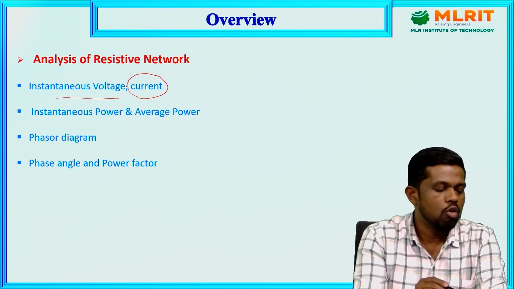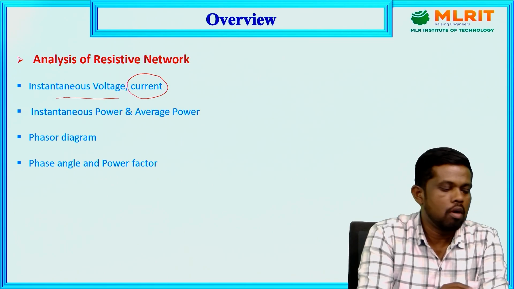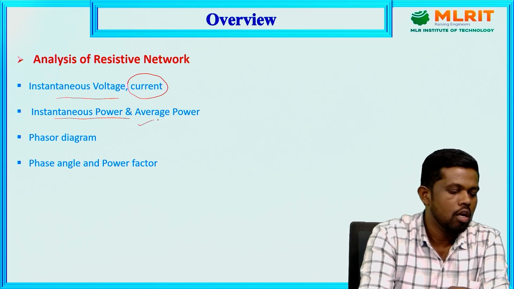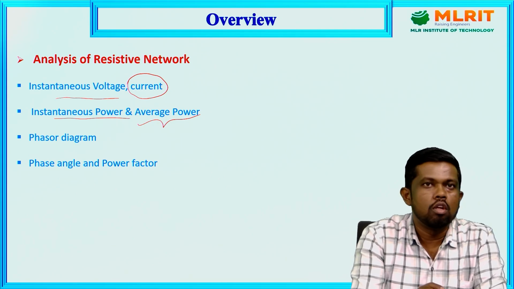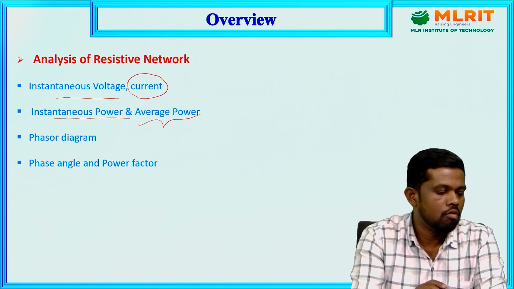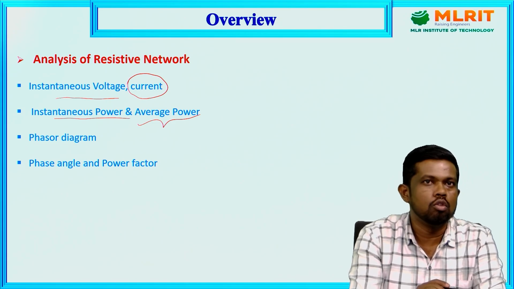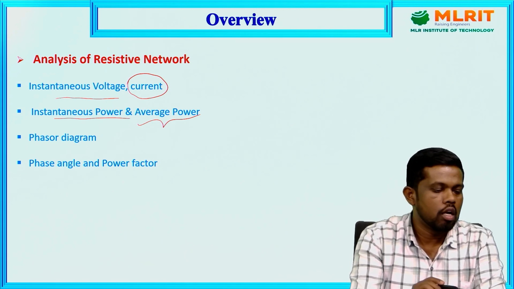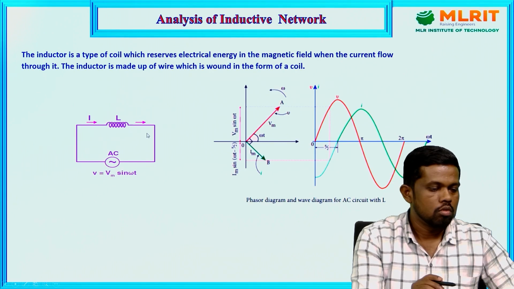Based on that, how much back EMF is produced. After that, how much instantaneous power is taken by the inductor. Then, how much average power is consumed by the pure inductor. Then we need to draw the phasor representation of the inductor with the help of voltage and current. After that, what the power factor is between the voltage and current. These are the things we need to discuss in this session. So let's begin the session.